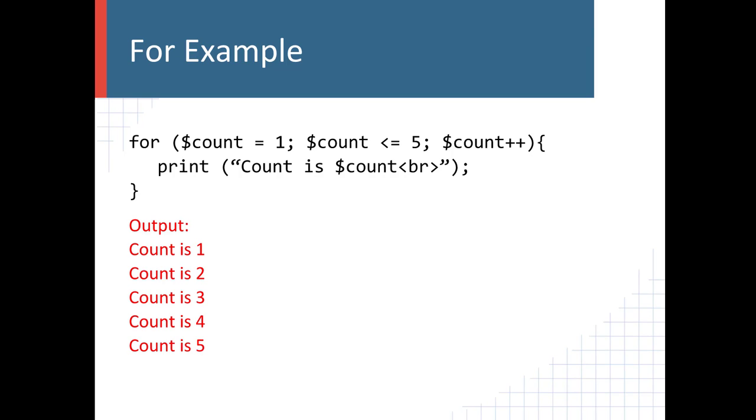Count is 1. Then the second time through the loop, count is 2. Then the third time, fourth time, fifth time. And after that, count has a value of 6 and the loop stops running. Count plus plus is just the same thing as count equals count plus 1. It's just faster to type.